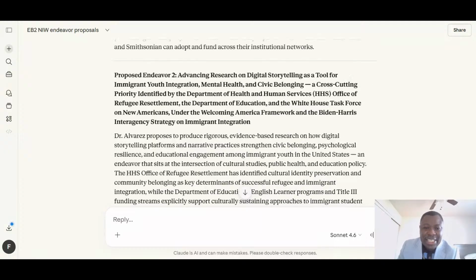Another one is advancing research on digital storytelling as a tool for immigrant youth integration, mental health, and civic belonging, a cross-cutting priority identified by the Department of Health and Human Services, Office of Refugee Resettlement, the Department of Education, and the White House Task Force on New Americans under the Welcoming America Framework and the Biden-Harris Interagency Strategy on Immigrant Integration.